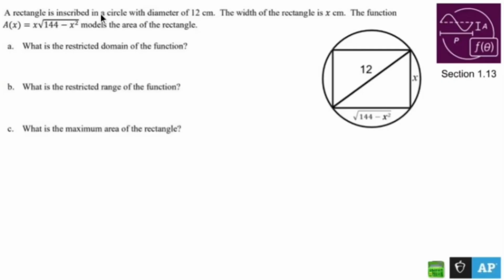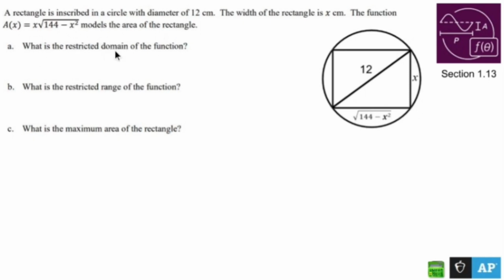A rectangle is inscribed in a circle with a diameter of 12. Here's my rectangle living inside, touching the outside of the circle. Diameter right there is 12. It gives us a width of x. Tells us the other width is the square root of 144 minus x squared. They get that from the Pythagorean theorem just for fun. The function a of x is that guy, x times the square root of 144 minus x squared. So again, that comes from that times that area formula, and that models the area of the rectangle.